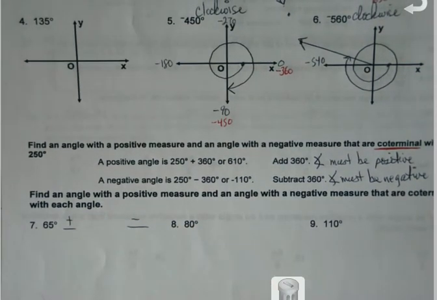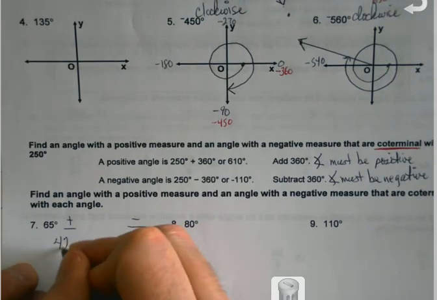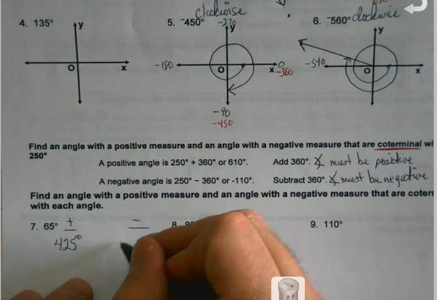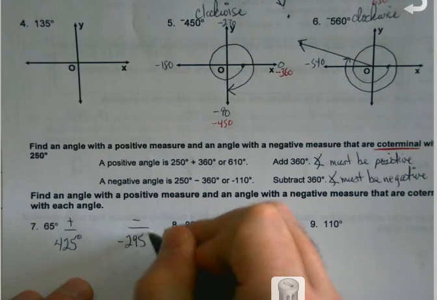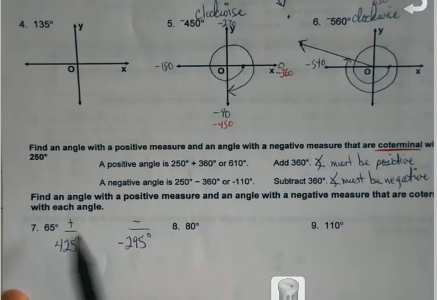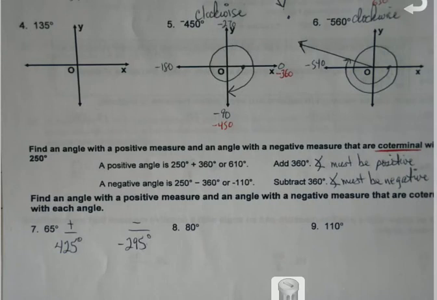For my 65 degree angle, I'm just going to add 360 degrees to it. So my positive coterminal angle would be 425. If I were to draw both of those, they would have the same terminal side. That's all we're saying basically. If I do 65 minus 360, I get a negative 295 degree angle, which would have the same terminal side as the other two. They'd all have the same ending if I drew them.